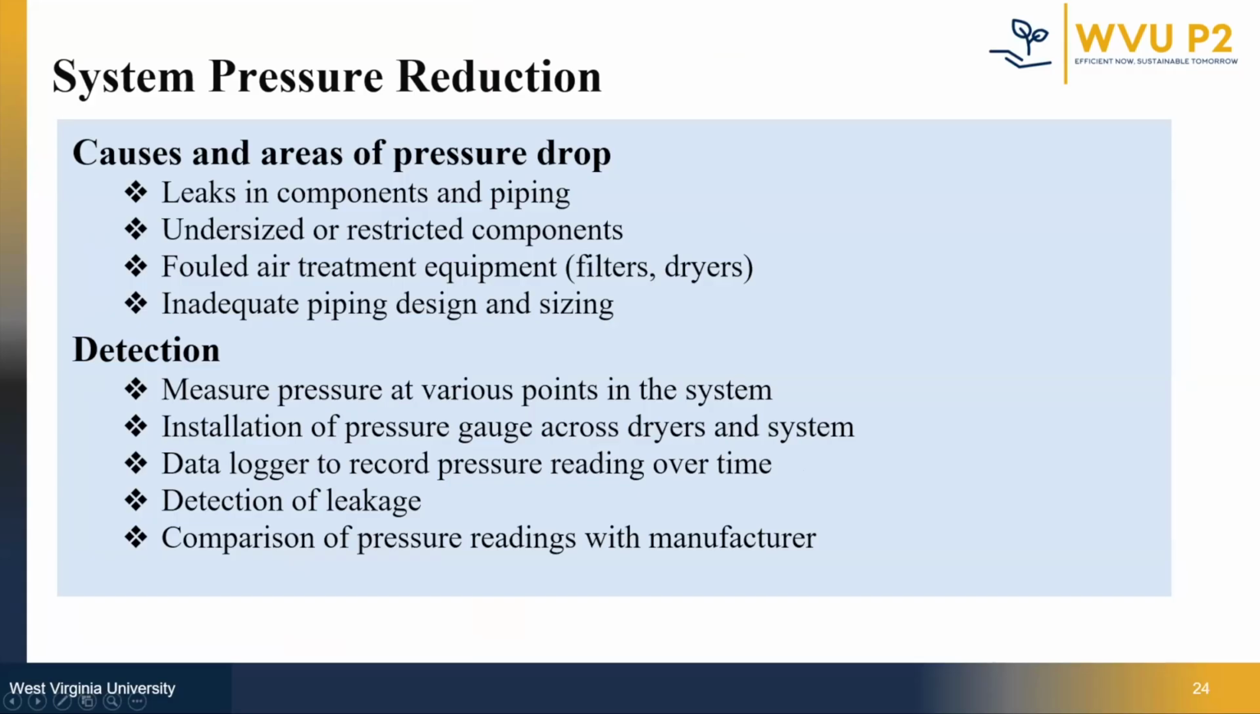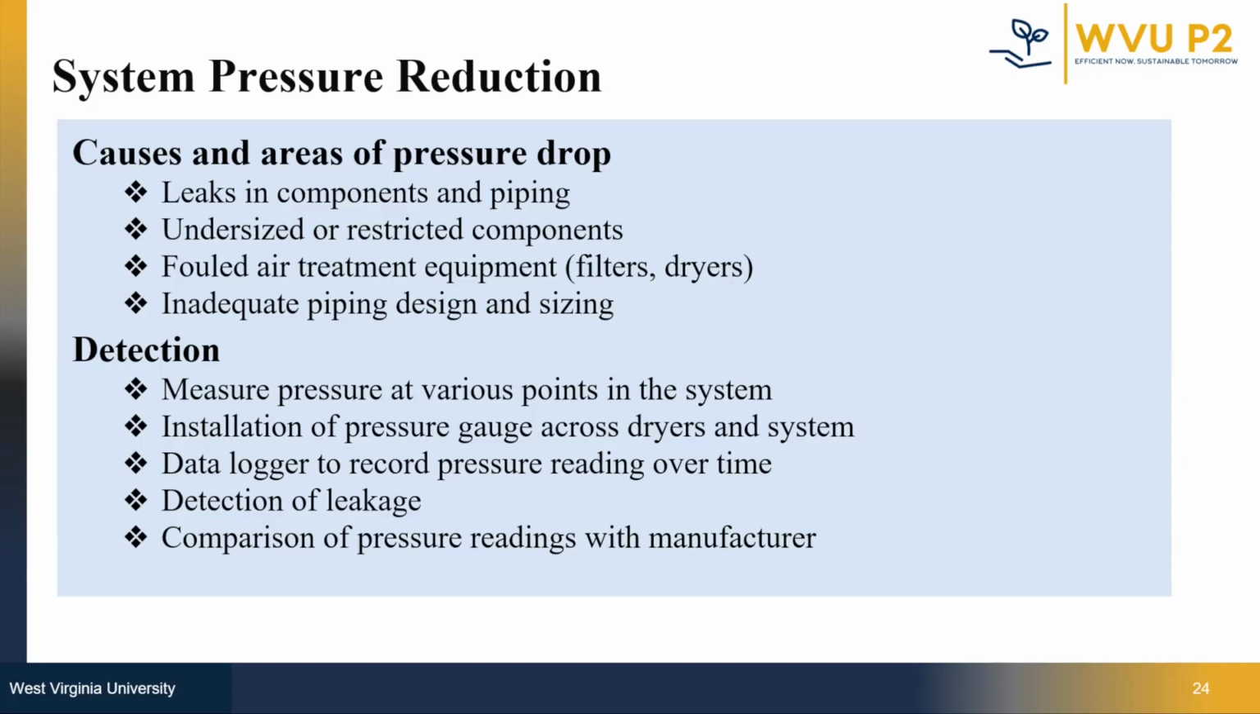After leaks, another big culprit in compressed air waste is pressure drop. Think of it like this: the compressor works hard to deliver air at a certain pressure, but by the time it reaches the point of use, a lot of energy may be gone, and the system compensates by running harder, which drives up energy use. Pressure drops often come from things like undersized or restricted components, dirty filters or dryers, or simply poor piping design. Even a small restriction can add up to big losses across the entire system.